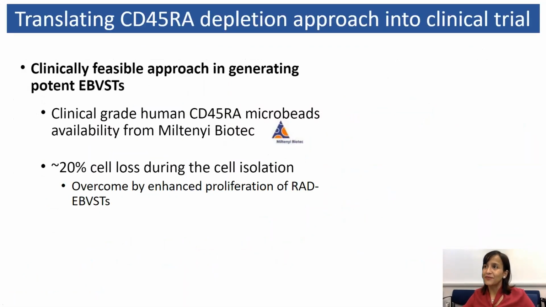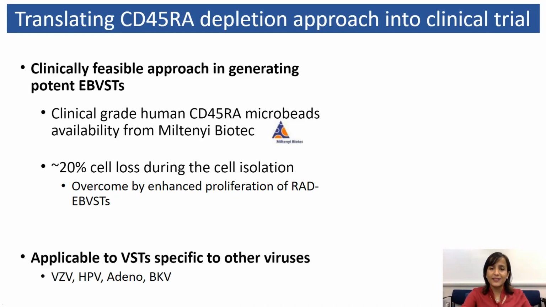So with these observations, we were able to find this clinically feasible approach in generating potent EBV-specific T cells. And since the Miltenyi CD45RA microbeads are clinical grade, they are GMP compliant and can be used for clinical translation. There is only barely like 20% cell loss during the actual process, and that can really be overcome by the enhanced proliferation of RA-depleted EBVSTs. So it is highly feasible even in patients where sometimes you might have low number of total PBMCs count in these patients.